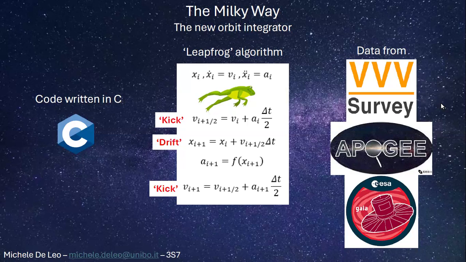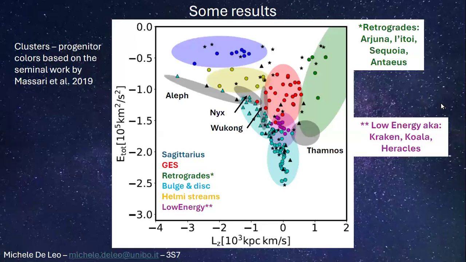And then as far as data goes, I've used the VVV survey, Gaia, APOGEE. Everything is good as long as I can work with all the 6D information. So proper motions in the sky, radial velocity, position, and distance, then the code can work.